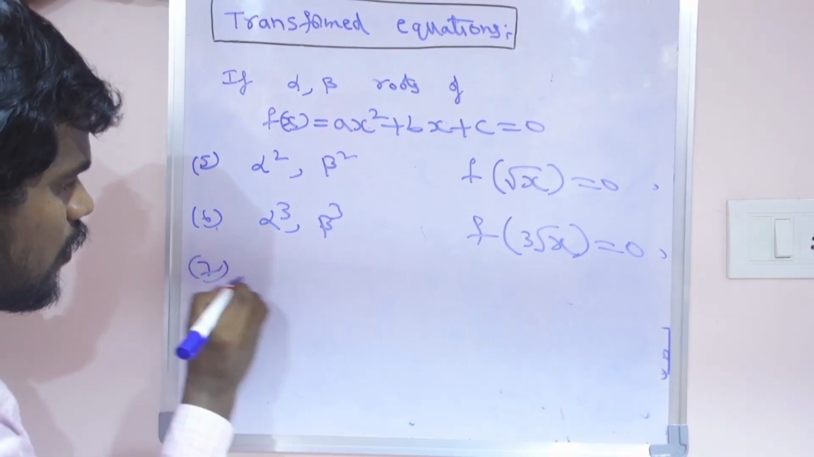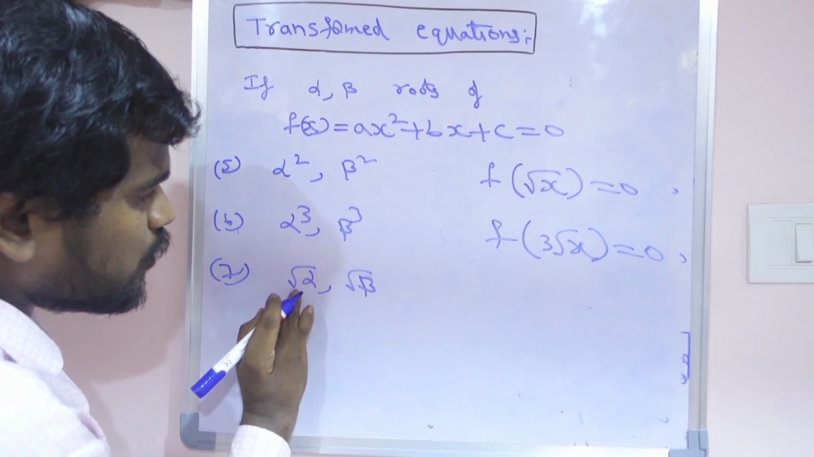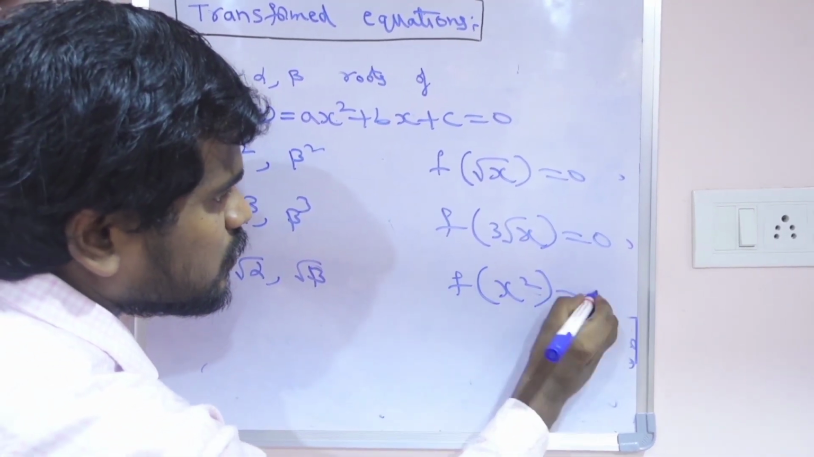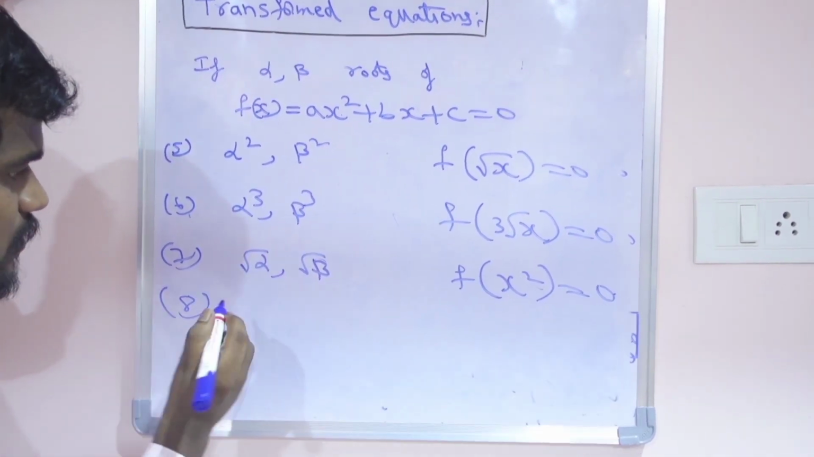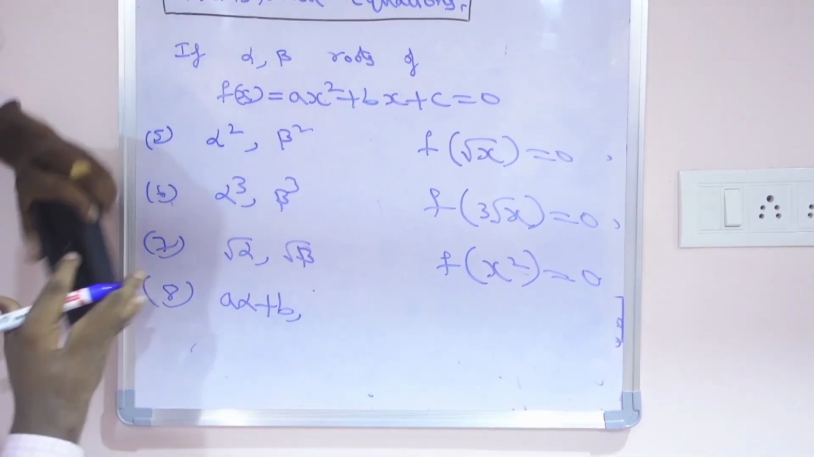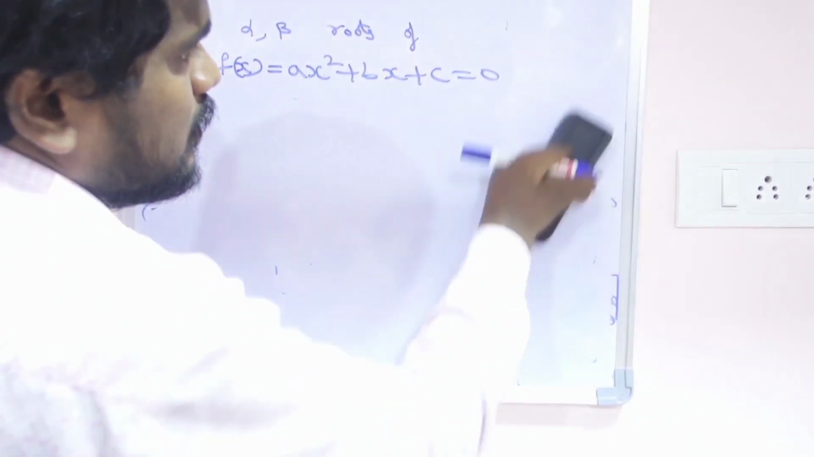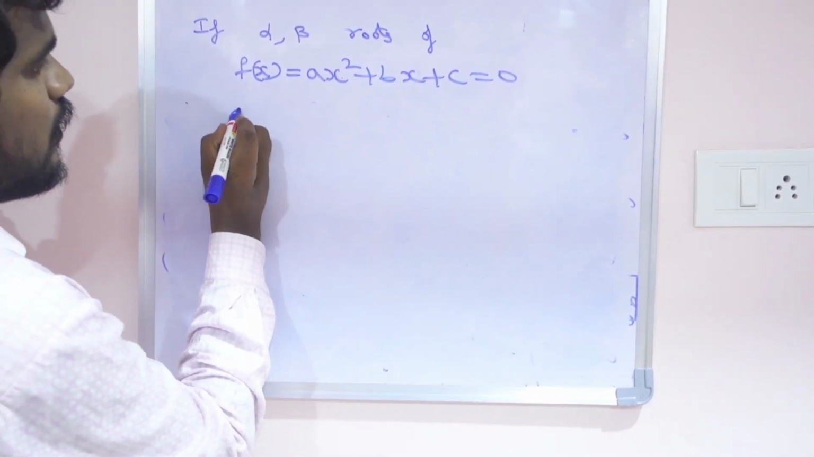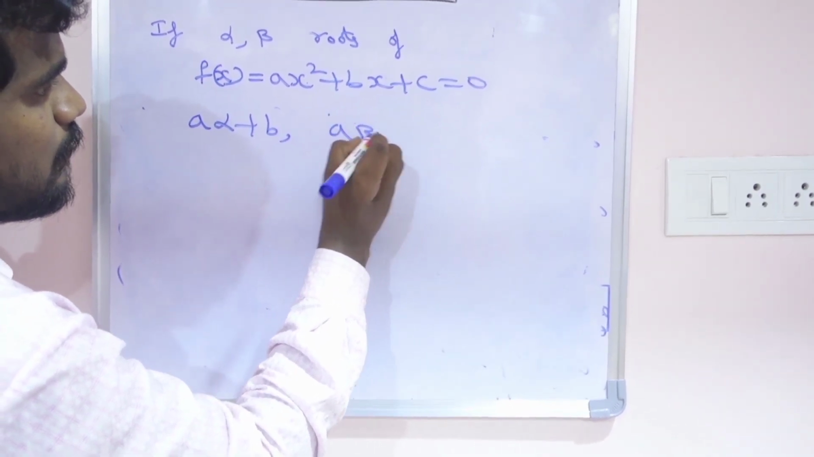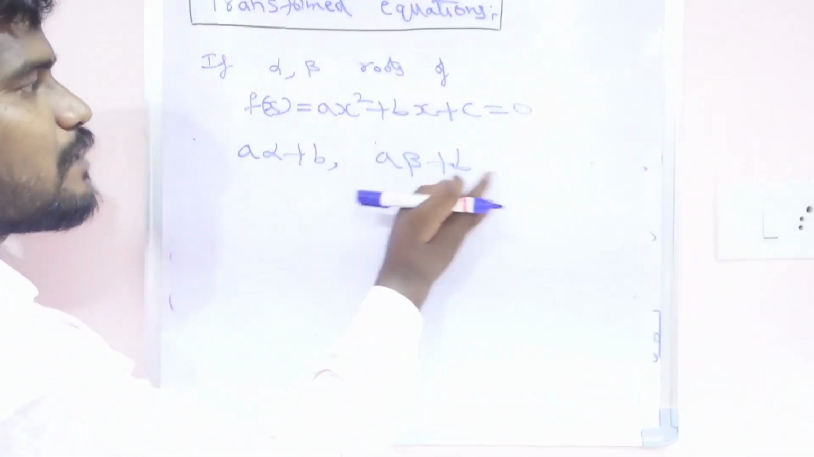Suppose, for example, root alpha and root beta, we need to find the transformed equation. Here root alpha and root beta are squared, so f of x square is equal to 0. Suppose a alpha plus b, and I will explain this concept, a alpha plus b and a beta plus b. What is the transformed equation for that? Whose roots are a alpha plus b and a beta plus b.